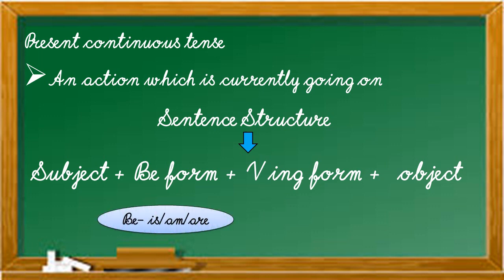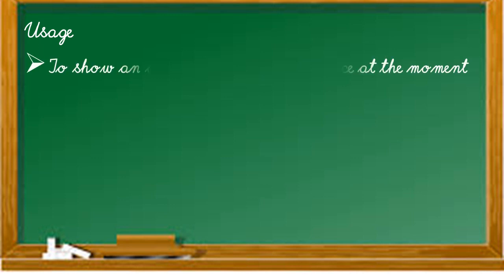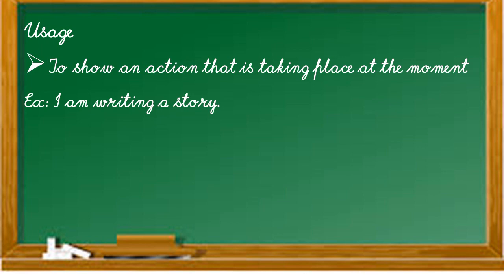Here be form can be is, am or are. Be form changes according to first person, second person or third person. Now let's see the usage of present continuous tense. To show an action that is taking place at the moment. For example, I am writing a story. Here, the action writing a story takes place at the time of speaking.